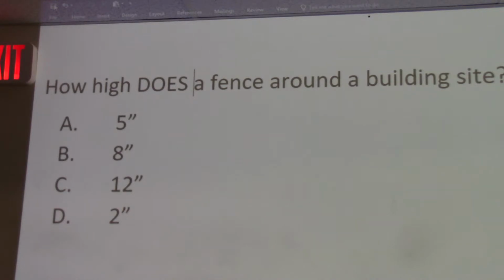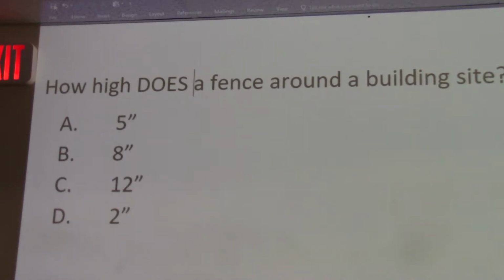Barriers shall not be less than 8 feet in height and shall be placed on the side of the walkway nearest the construction. And they call it a barrier, too. That's the answer, it's 8 foot. It says you've got to go around the outside.